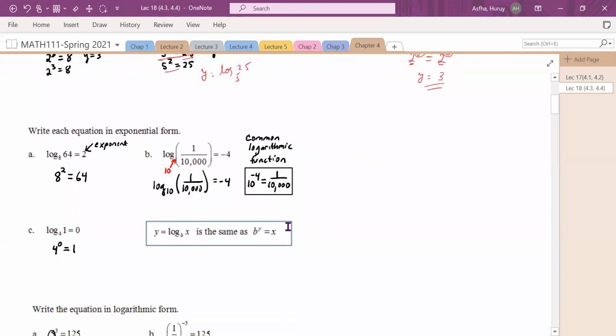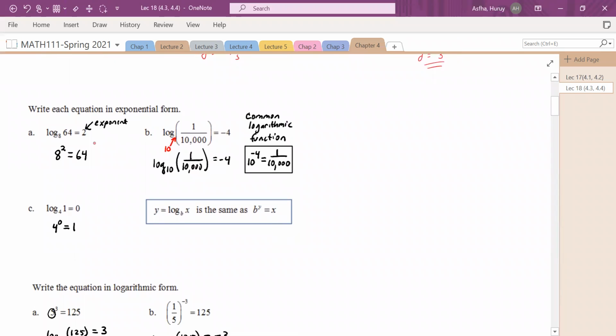Okay, so let's say we wanted to write a logarithmic form in exponential form. So if we have a logarithmic form given as log 64 to the base 8 equals 2. So this is the base of the logarithmic form, and it will be the base of the exponential form. So for the exponential form, the base is this one, the exponent is this one.